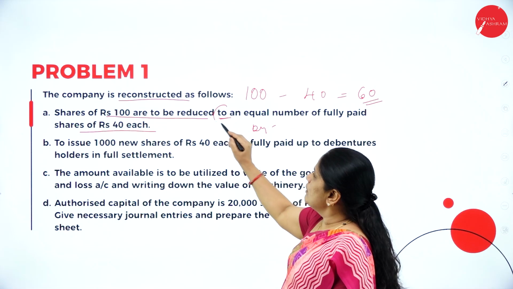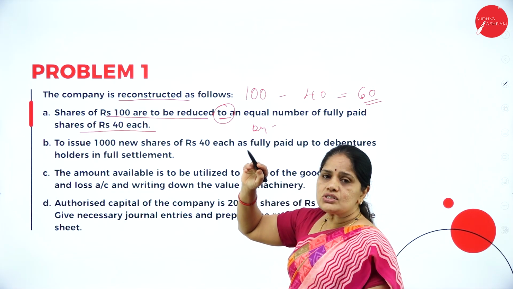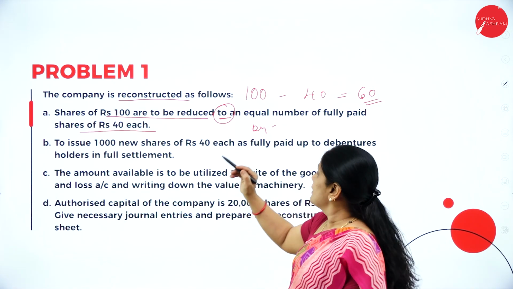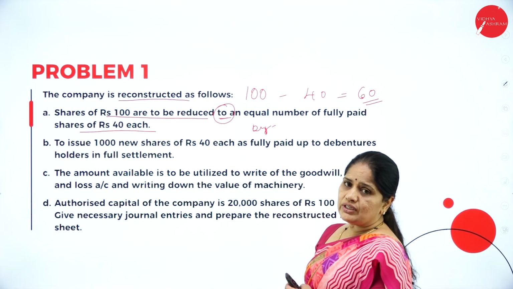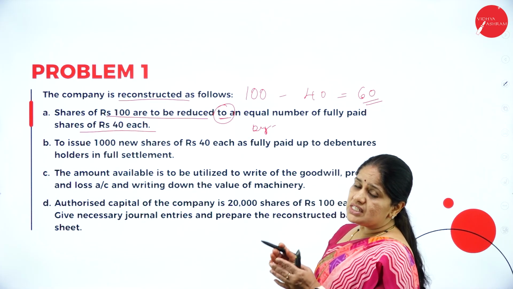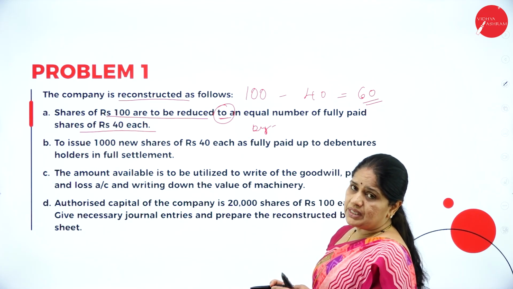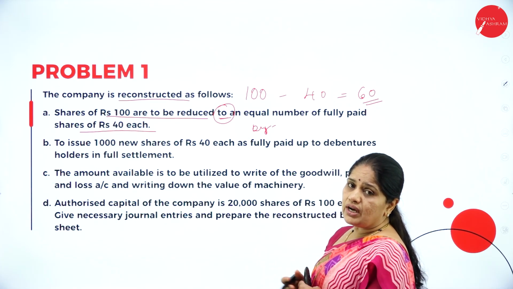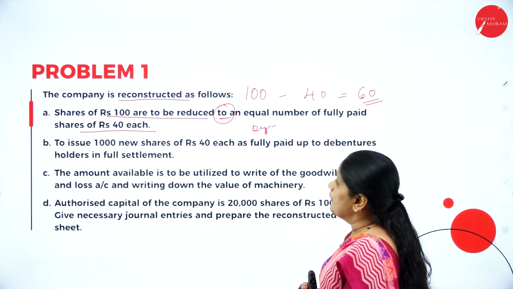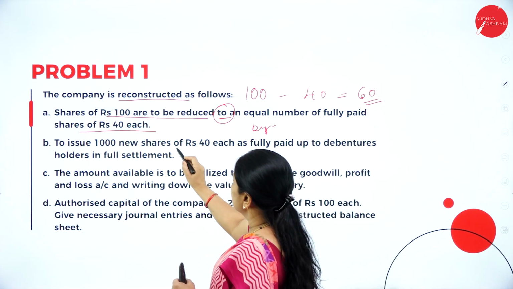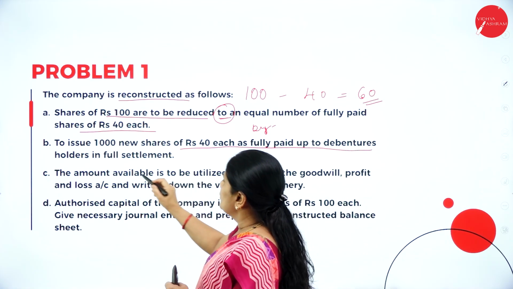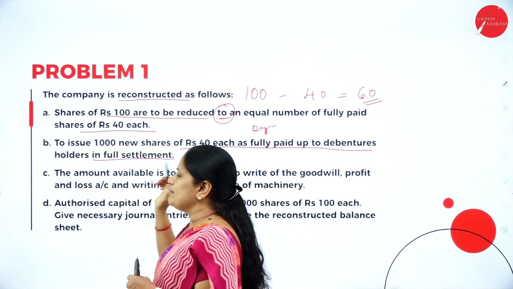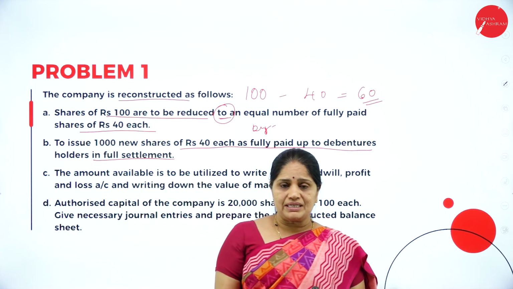So you should know the difference between reduced to and reduced by. If it is reduced by, you deduct. So you have to deduct 40 rupees, but if it is reduced to 40 rupees, then 100 minus 40 you have to take it as 60. Then to issue 1000 new shares of rupees 40 each as fully paid up to debentures in full settlement. Now they are settling the debentures also.